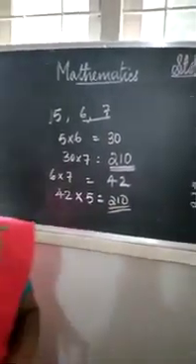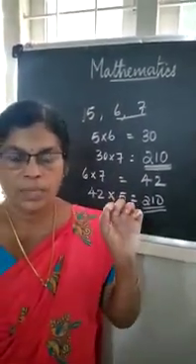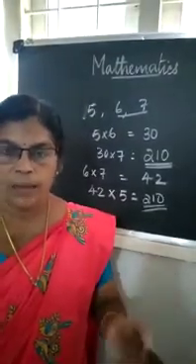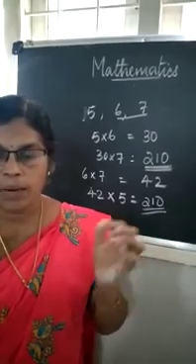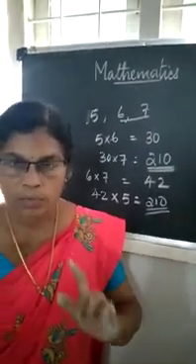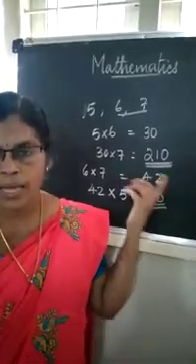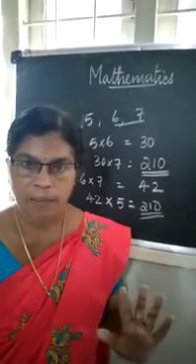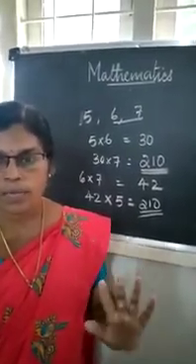Again I am telling you, the first thing we have to remember in multiplication is that even if the order changes, the product remains the same. If you take two numbers and multiply in any order, the product will be the same. And if you take three or more numbers and multiply, changing the order, the product remains the same. That is the first property of multiplication.